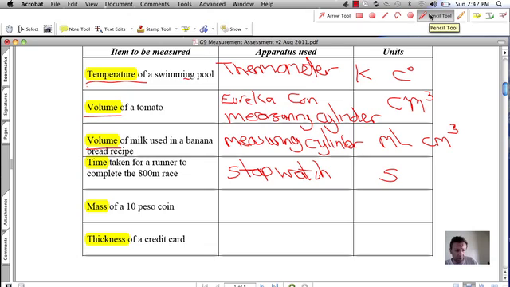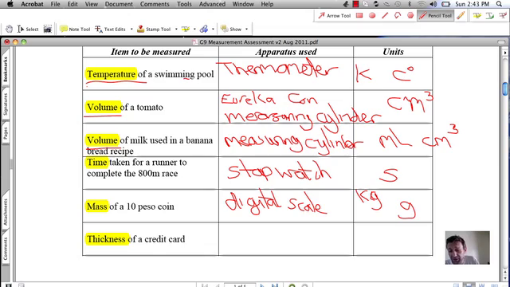Mass of a 10 peso coin. I would say it's got a small mass, so a digital scale. Units. What's the SI unit for mass? Bizarrely, it's the kilogram. However, this is a pretty small thing, so grams is fine as well.